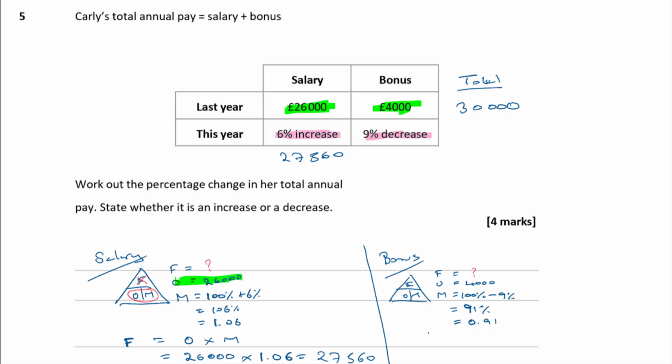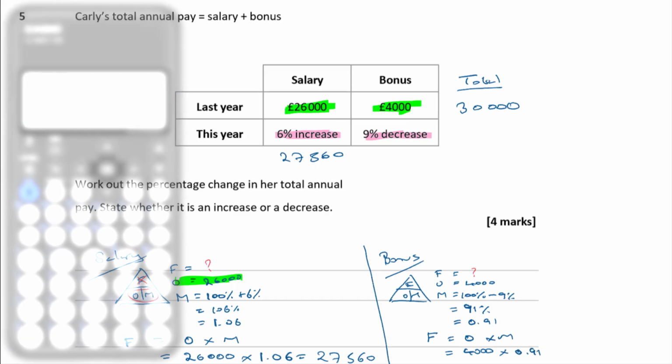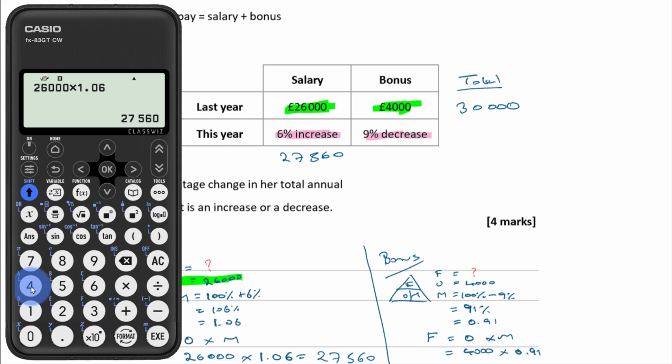So again, final is equal to original times multiplier, the original this time being 4,000, the bonus, and the multiplier being 0.91, the amount we're going to get this year. So 4,000 times 0.91, that comes out to be 3,640.